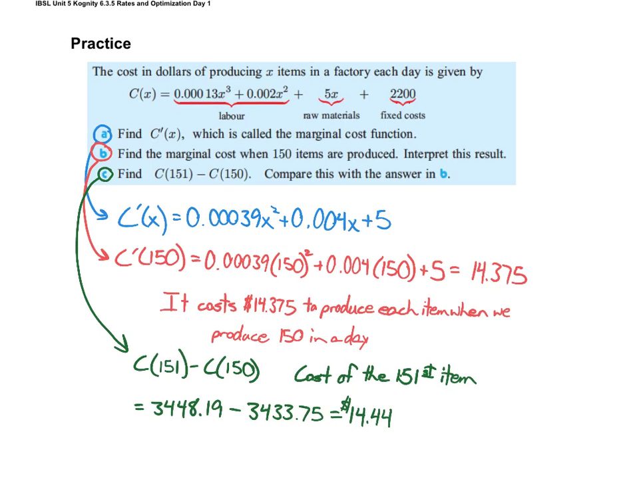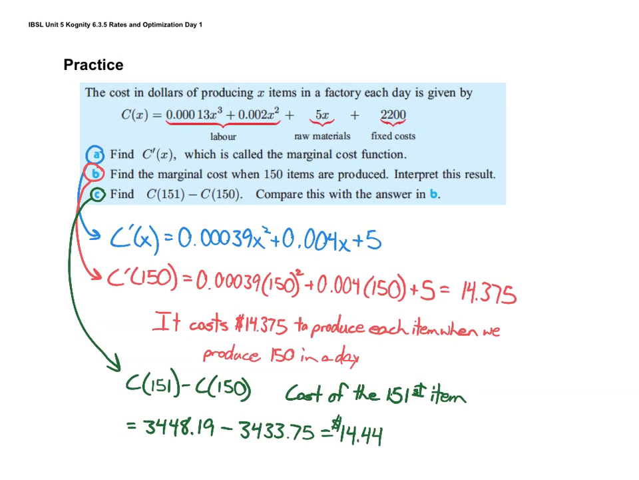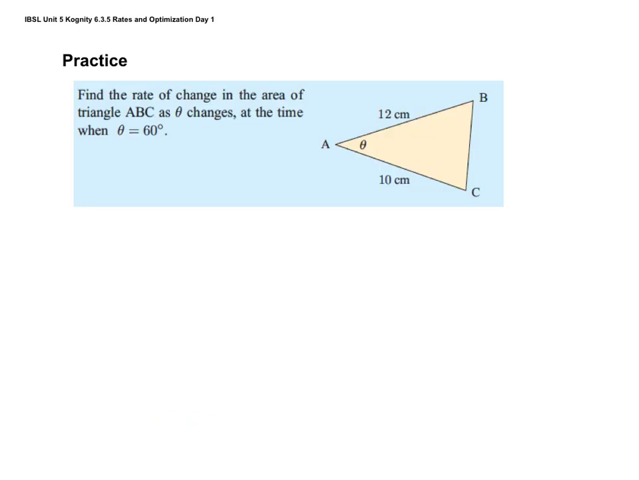Alright, so that's just one example here. Another example, I'm intentionally doing ones other than motion here because I want you to see how these can change. Alright, let's think about this one. Find the rate of change in the area of the triangle as theta changes at the time when theta equals 60. Okay, so here's what's happening here. We have these two lengths. One's 10 centimeters long and one's 12 centimeters long.